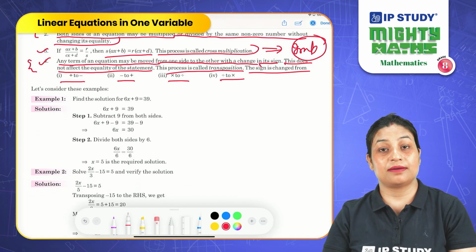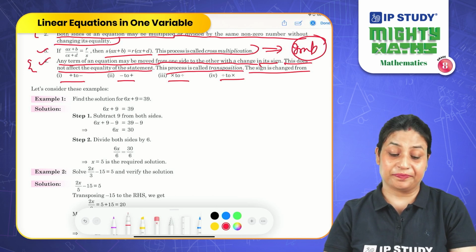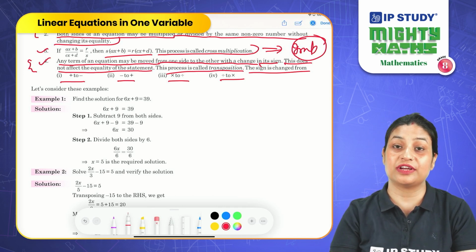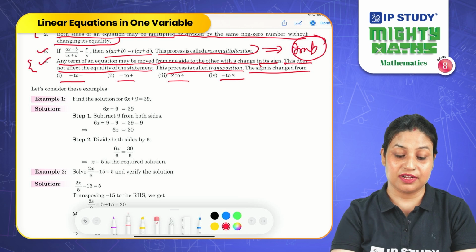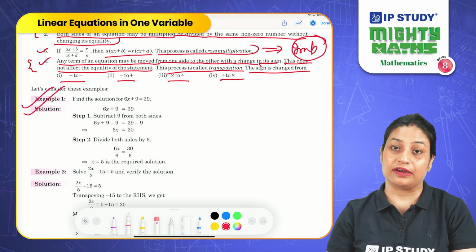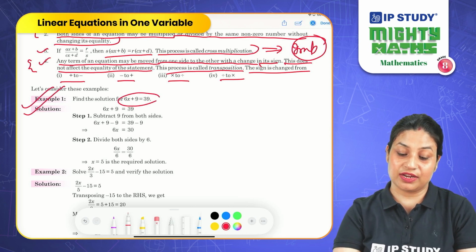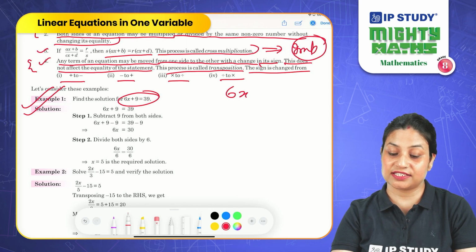So let's quickly take some examples and see how these rules are going to help us to solve this equation. Let's take example number 1. So here students, we have an equation 6x plus 9 is equal to 39, right?